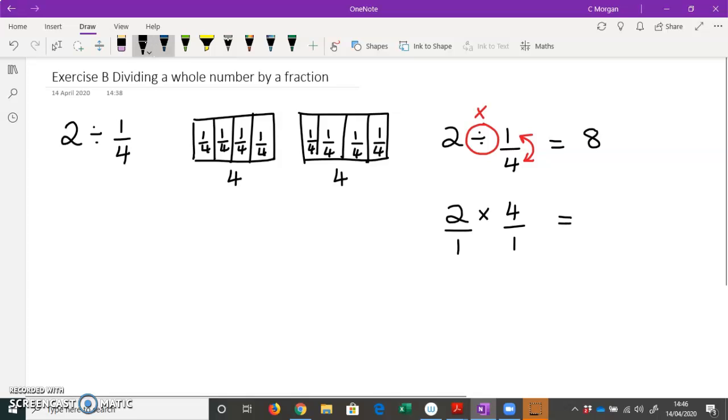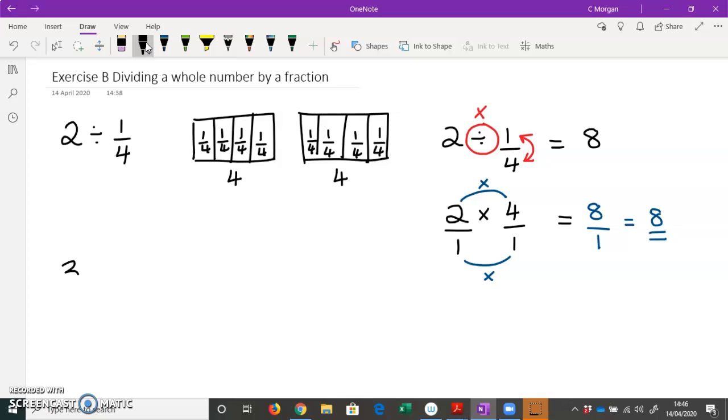Now I'm just going to remember my multiplying fractions rule, where I multiply the numerators together, and 2 times 4 is 8, and I'm multiplying the denominators together, and 1 times 1 is 1. I know that 8 over 1 is the same as 8 wholes, because 8 divided by 1 is 8. So therefore, it's fairly easy to divide by a fraction when I have a whole number that I'm starting with.